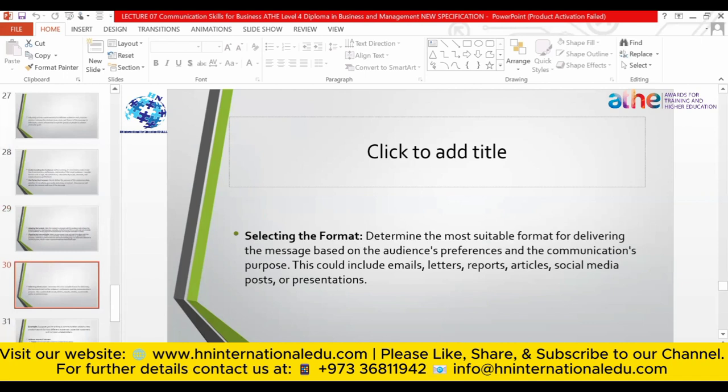Selecting the format. Determine the most suitable format for delivering the message based on the audience preferences and the communication purpose. This could include emails, letters, reports, articles, social media posts, or presentations. Like when you're working in an organization at a professional level, we use emails. So it is according to the profession and the organization, the type of communication we're doing.